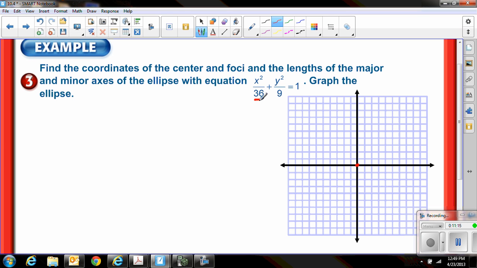Because this number is bigger and it's under the x, it tells me my ellipse has to be horizontal. Now keep in mind this number is a squared. So a is simply the square root of that number, or 6. A tells you how far from the center to go on the major axis. So that means I'm going to go 6 units to the right, and I'm going to go 6 units to the left.